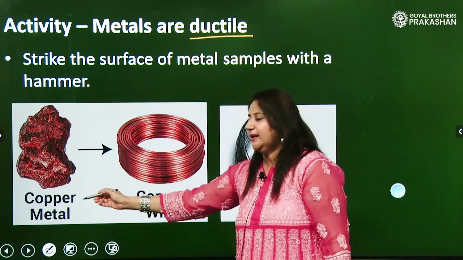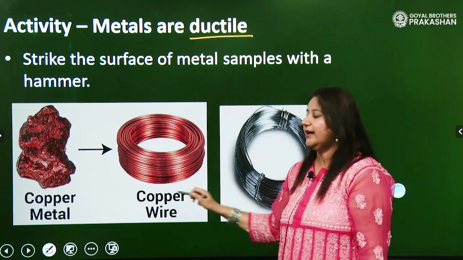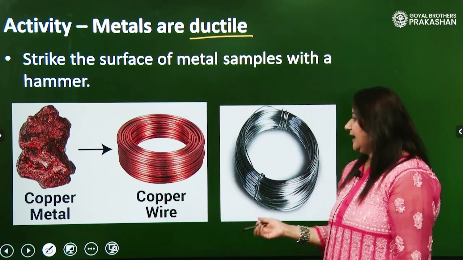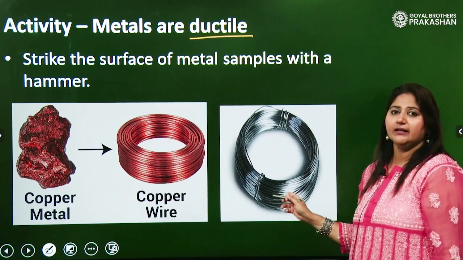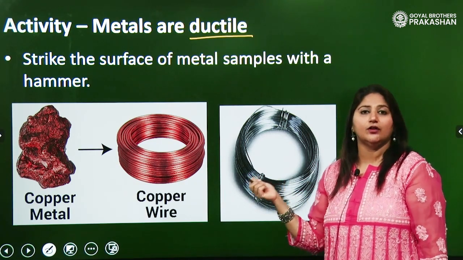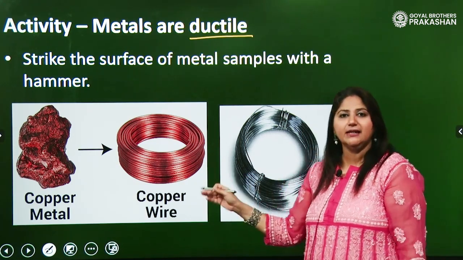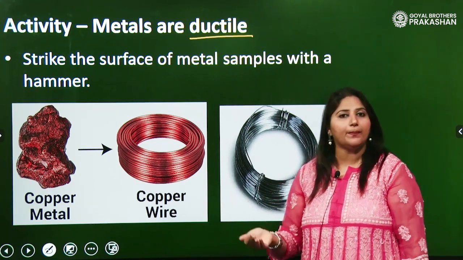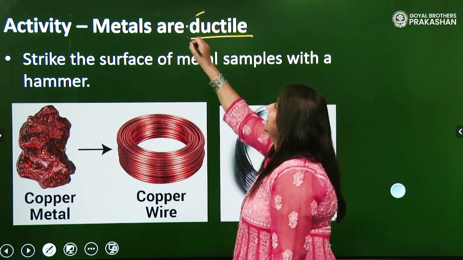So see, this is copper metal. It is being converted into copper wire. We can do that. And what is this? This is iron wire, and the same color is for aluminium wire. So when metals can be converted into these wires, the property is known as ductility.